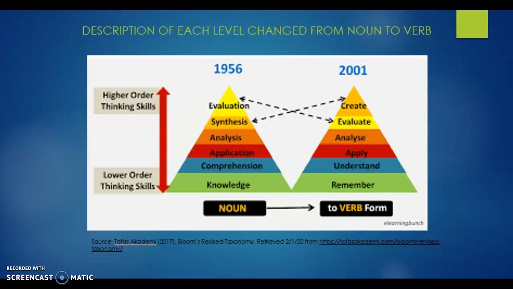In 2001, Bloom's handbook was updated by a group of 8 scholars. There were about a dozen changes made. Several of the significant changes include a change in terminology from the noun format to a verb format. This change emphasizes active cognitive behaviors desired from learners. Evaluation and synthesis traded places at the top of the pyramid to reflect that creating something new should be at the highest learning level.